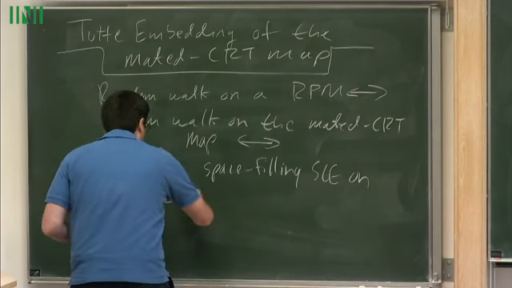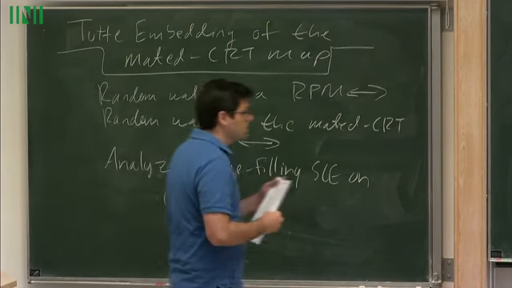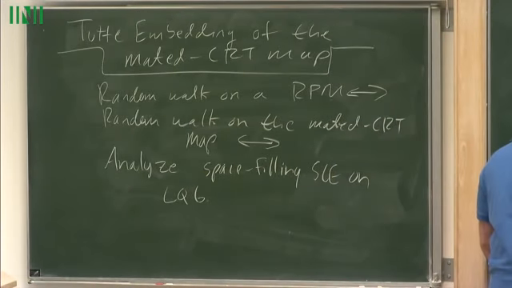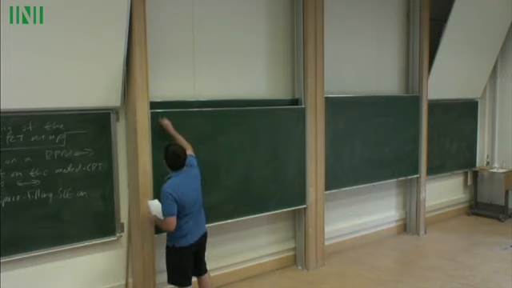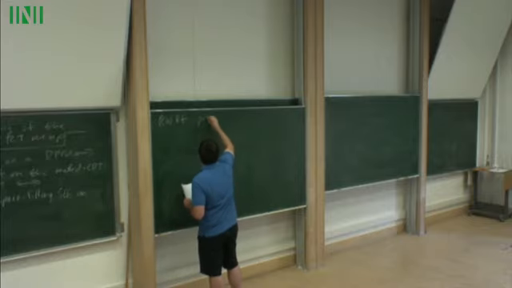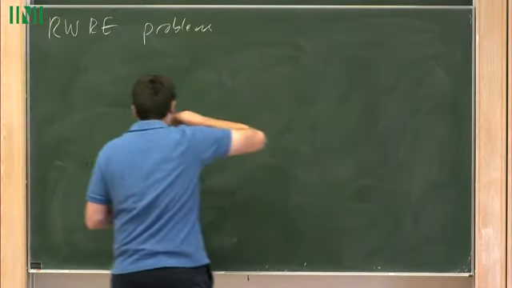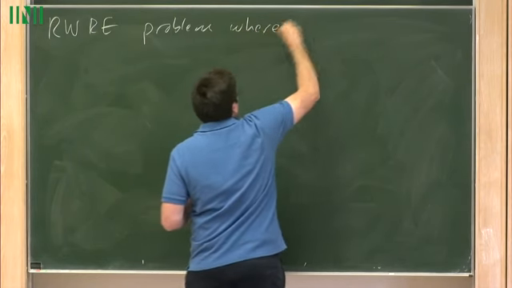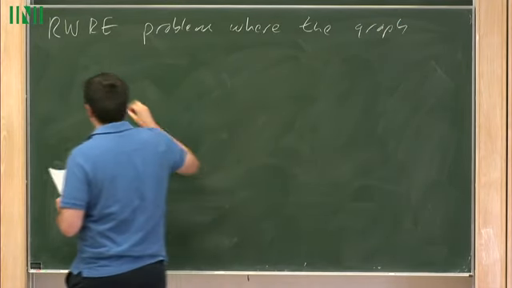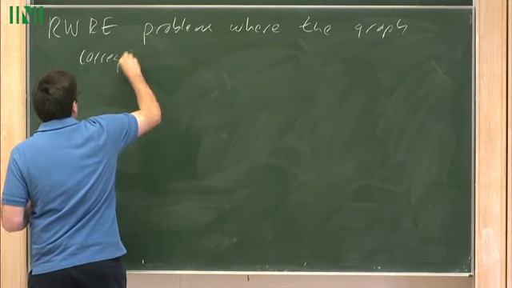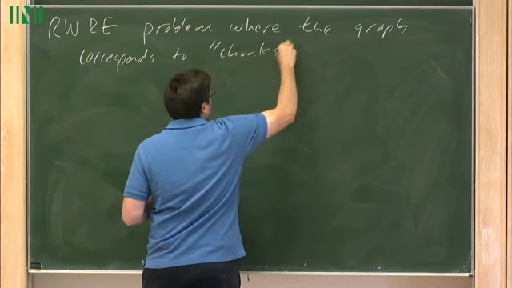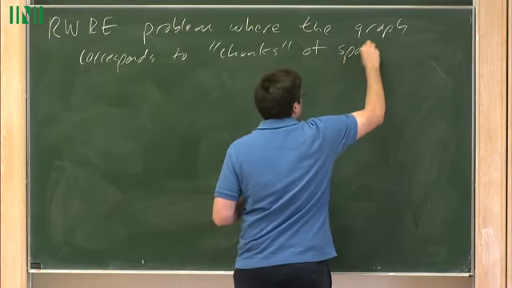And when you analyze this question in the context of space-filling SLE on Liouville quantum gravity, then really what you're doing is you are looking at random walk in random environment. So you have a random walk in random environment problem, where the graph that you're looking at corresponds to chunks of space-filling SLE.